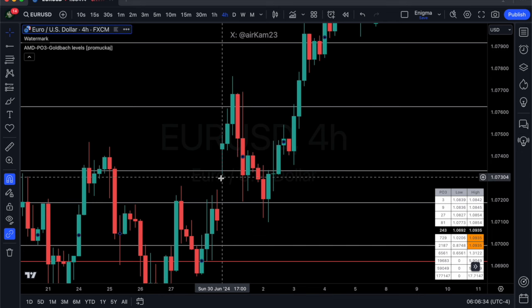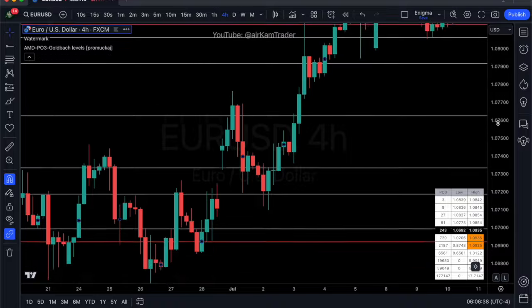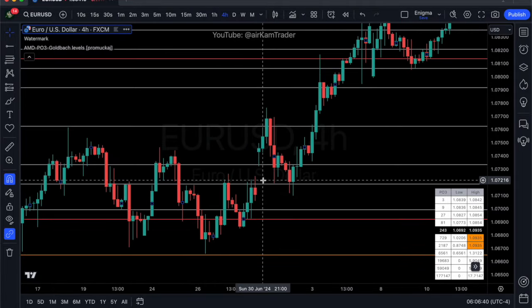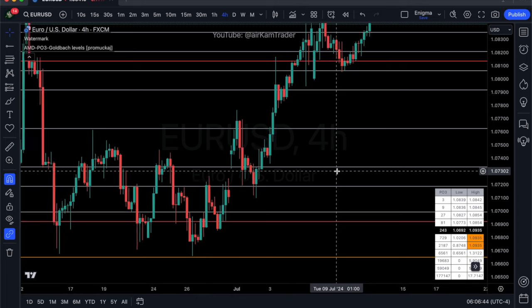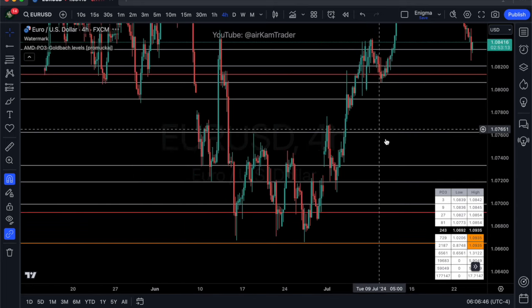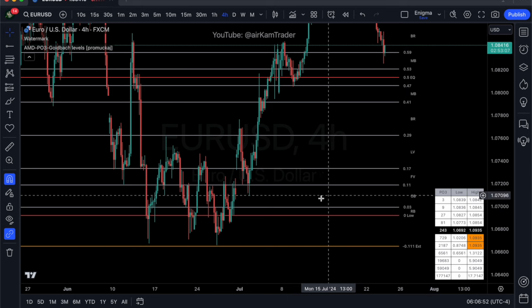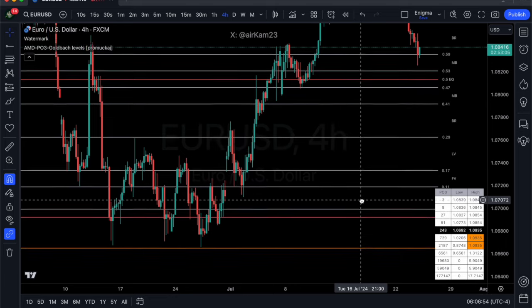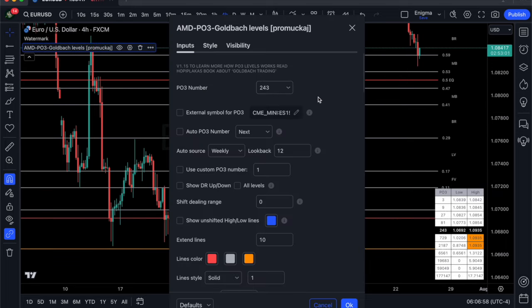Now, new week opening gaps are hints as to which power of 3 the algorithm is running. So you'll see that this new week, new month opening gap, which GB partition did it fall in? It was in the fair value gap GB partition. So this gives you a very big clue that this is 243. I'll show you here. 243 is the power of 3 number that's being used.